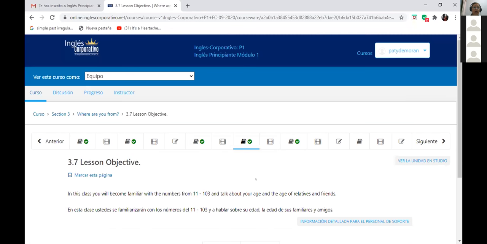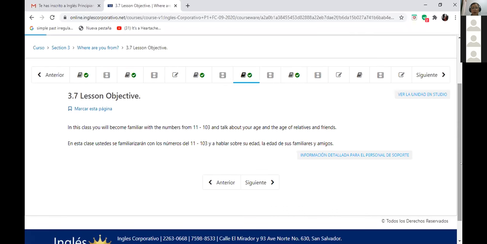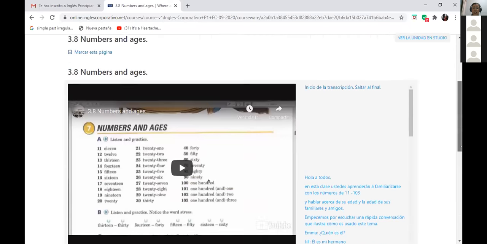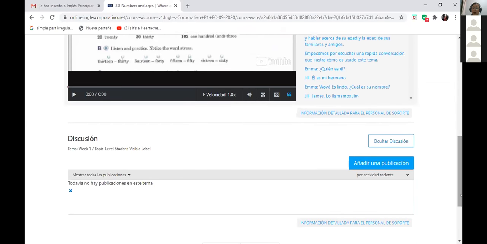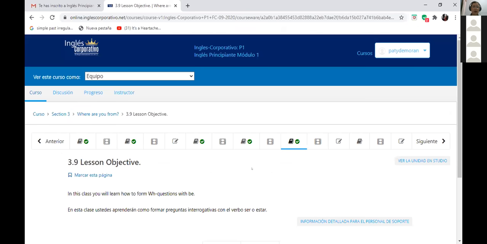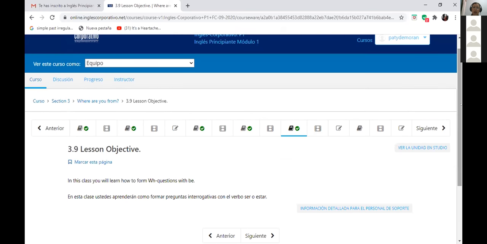We are going to cover this topic tonight, and then we are going to cover also the topic of forming numbers from 11 to 103. Okay, so that's what we are going to do. And then you have a video of 3.8, which is numbers and ages. So again, I invite you to go to the platform and watch it and pronounce the words several times until you get the right pronunciation. And finally, we will learn how to form WH questions with be. We are going to try to cover this content today, but if not, we are going to continue tomorrow.